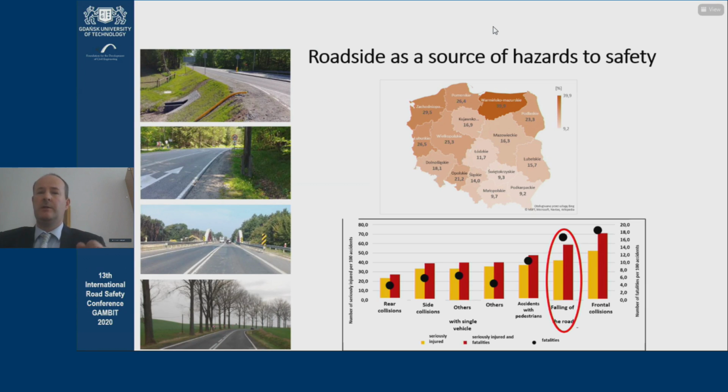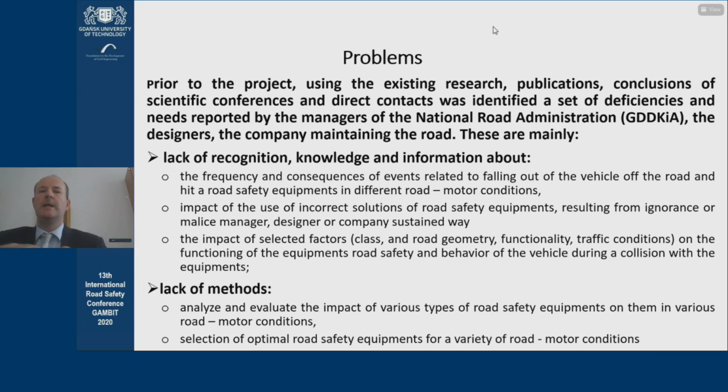On the map you can see the share in percentage of lethal accidents by region, by voivodeship. This usually is related to trees that grow close to the road shoulder, but also other factors. You can see that the next thing to head-on collisions is falling off the road on a curve. The severity of these accidents is usually very high.